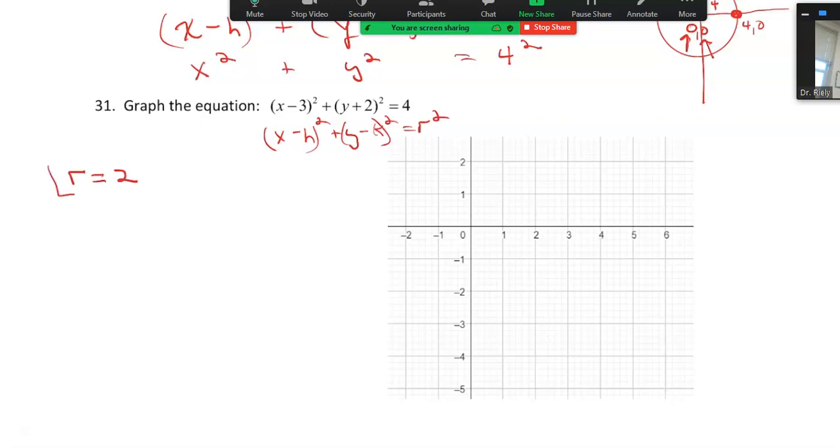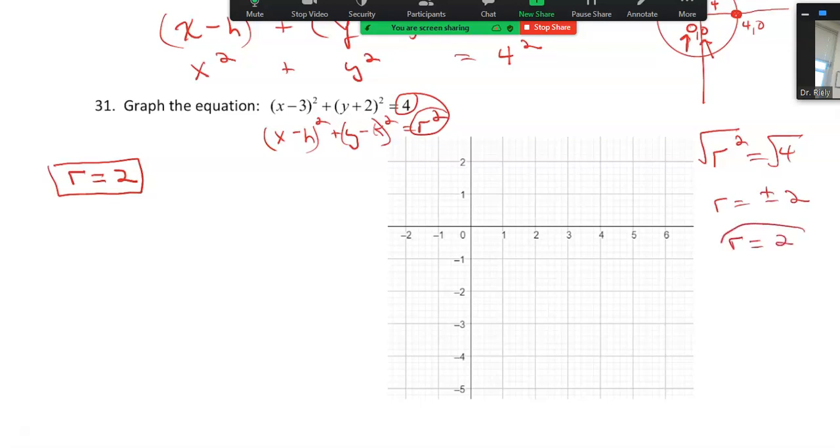Okay, so hopefully you're clear on how I got the radius to be 2. I just knew that r squared had to be 4. So this is what I basically did. If r squared equals 4, take the square root of both sides, and you get r equals plus and minus 2. But the radius can only be positive, therefore r equals 2 is my answer.